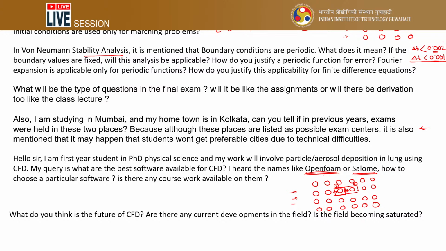Already I have discussed that if you are using a real periodic boundary condition with the von Neumann stability analysis, you will get a certain delta t. But if it is for your actual problem, which is not periodic, but you are using von Neumann stability analysis, the time restriction will be less than that. So obviously it is applicable.